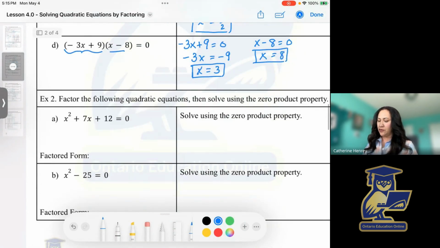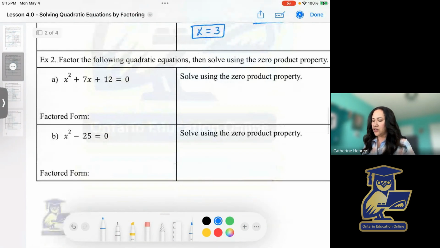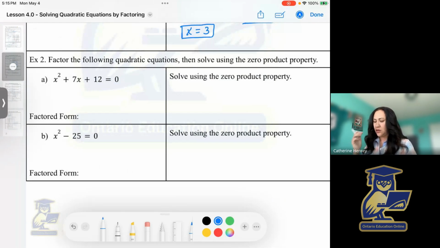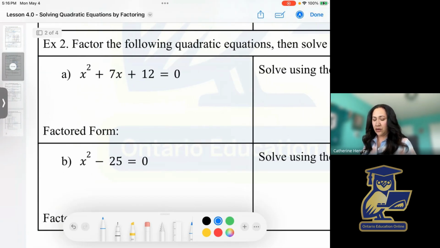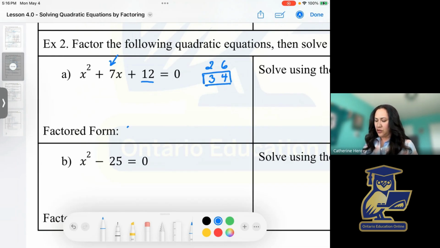So we're going to factor the following equations. This is example 2, and then we're going to solve using the zero product property. So we have x squared plus 7x plus 12 equals 0. I have to find two numbers that multiply to give me 12 and add to give you 7. So we could do 2 and 6, 3 and 4, and then we don't really have to go any further than that. Our factored form will look like x plus 3 and x plus 4 equals 0. We keep the equal 0.